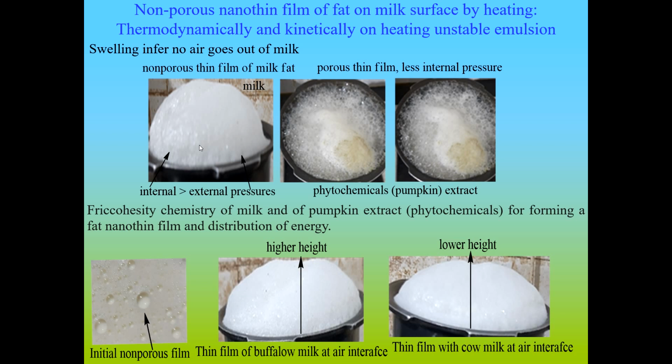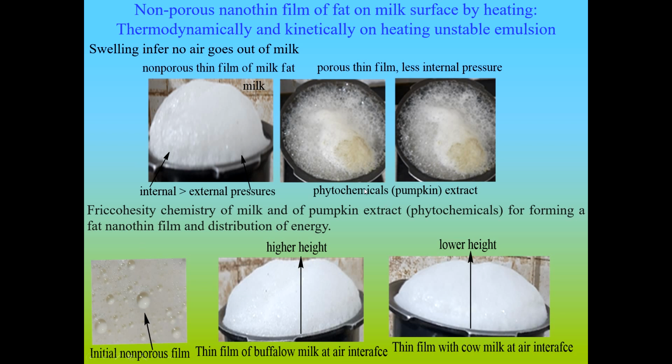You have to answer this and you have to think. When we heat it and immediately, by chance, we are not able to take care, the whole milk comes out. Why? Because inside, too much pressure is generated. Why is too much pressure generated? Because no water molecule escapes. It is a completely non-porous thin film. Had it been porous, then it would not have come out.